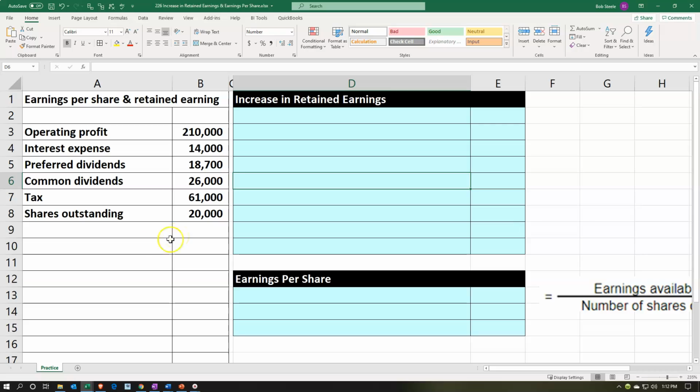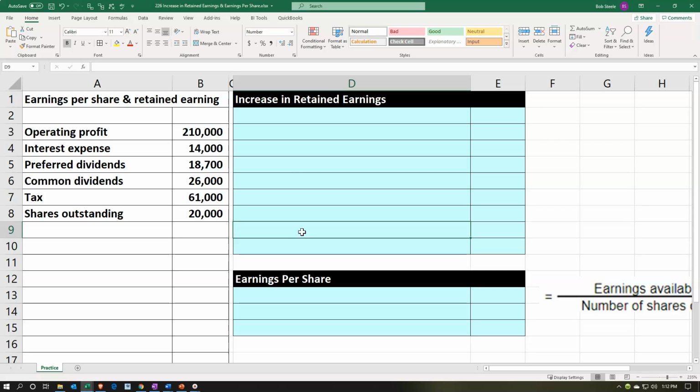Here we are in Excel. We have our information on the left-hand side. We're going to put that into the blue area on the right-hand side, where we will calculate the increase in retained earnings and then calculate the earnings per share. Note, as we calculate the increase in retained earnings, we're not talking about the statement of retained earnings here, where we will typically start with the beginning retained earnings, then calculate the change to get to the ending retained earnings that will then be seen on the balance sheet. We'll talk more about that statement in a future presentation.